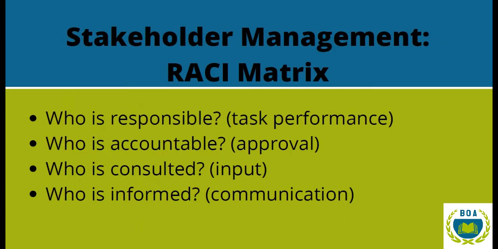A helpful tool for stakeholder management, not only for members of the project management team, but for the larger stakeholder community, is a RACI matrix. A RACI matrix has 4 columns that answer 4 questions for each of the important activities of the project. Who is responsible? This addresses task performance, who's doing the particular task. Who is accountable? Answering the question, where does the approval come from for this particular task? Who is consulted? Who should be involved in input regarding the task, the timing, the details?